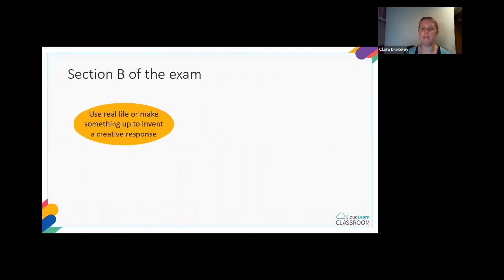And an address, just make an address which is made up and stuff like that. Absolutely, yeah. Don't go writing your best friend's real address in the exam.